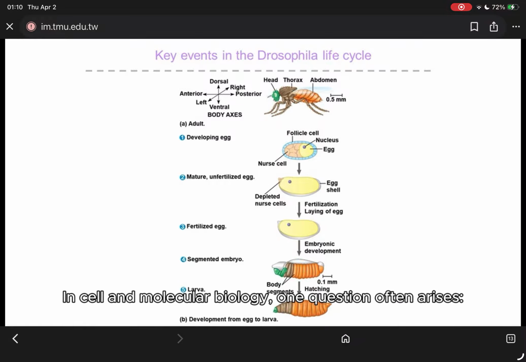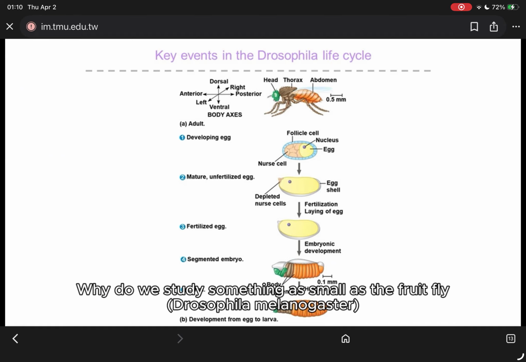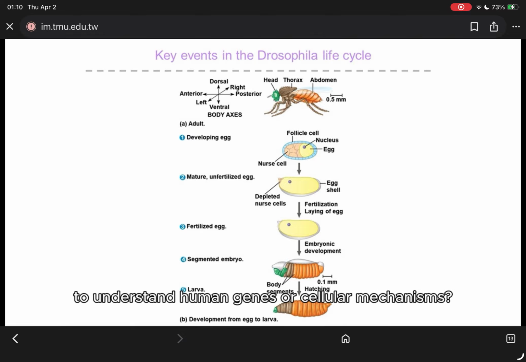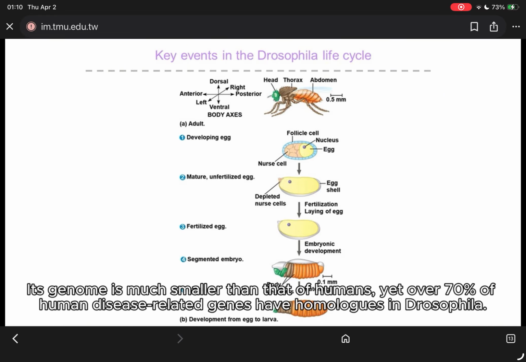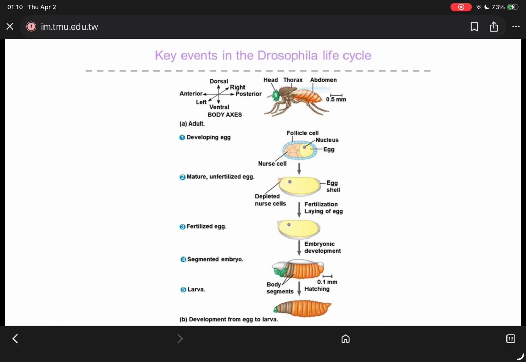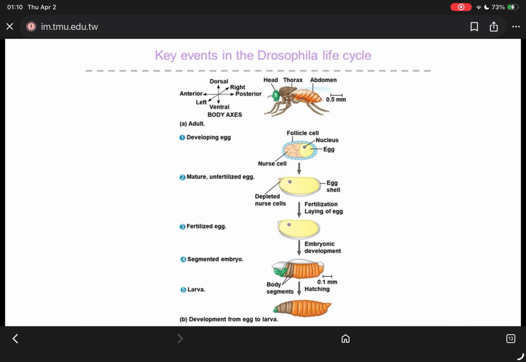In cell and molecular biology, one question often arises: why do we study something as small as the fruit fly, Drosophila melanogaster, to understand human genes or cellular mechanisms? The answer is that the fruit fly is an extraordinarily powerful model organism with profound contributions to modern biology. First, its genome is much smaller than that of humans, yet over 70% of human disease-related genes have homologs in Drosophila. This means that we can model human diseases such as neurodegeneration, cancer, and developmental disorders using fruit flies.